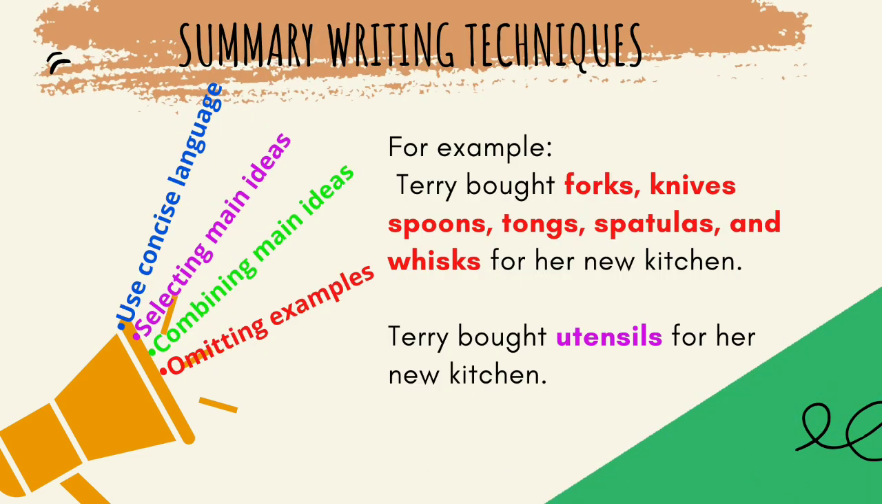For example, Terry bought forks, knives, spoons, tongs, spatulas, and whisk for our new kitchen. We can summarize all of these examples using one word. We can say, Terry bought utensils for our new kitchen.